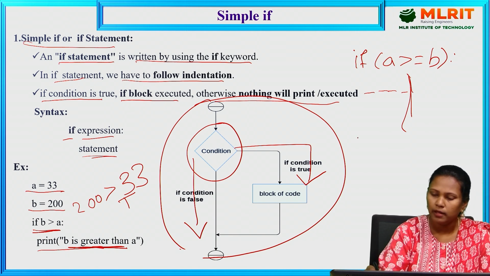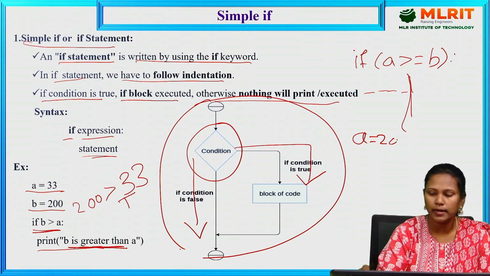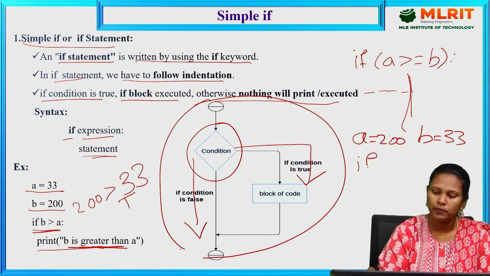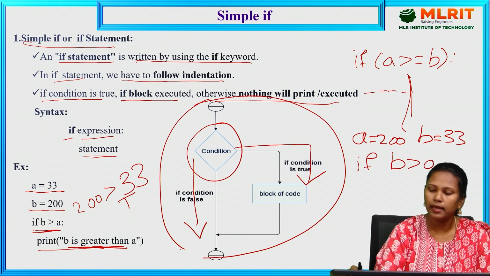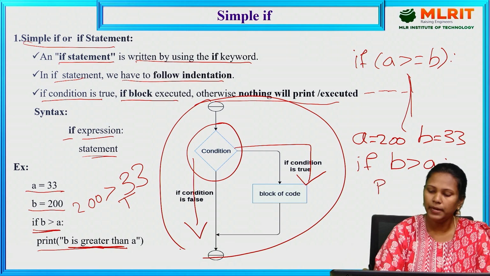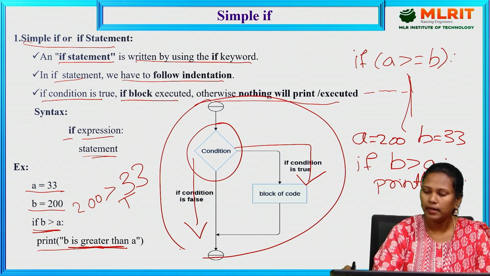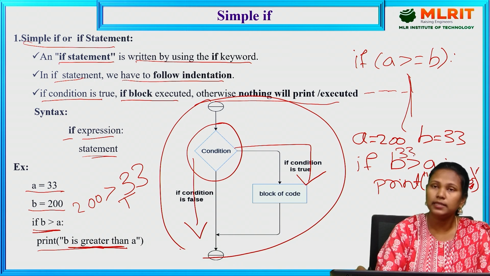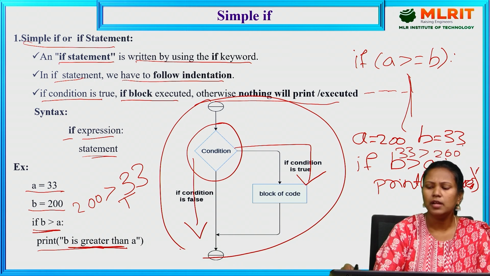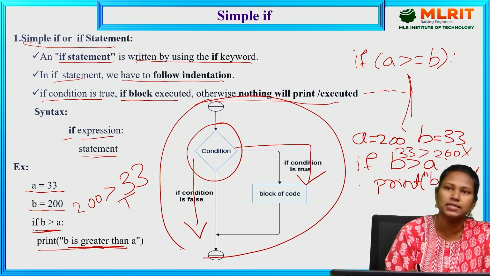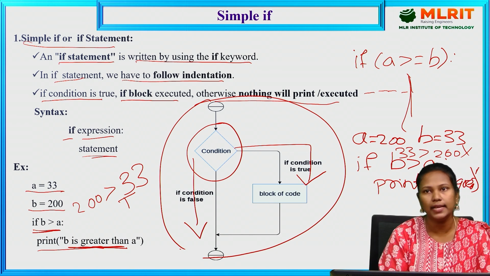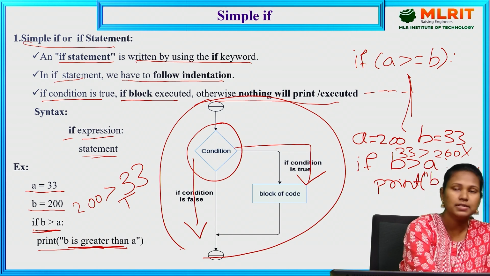So, B is greater than A. For example, A is equal to 200 and B is equal to 33. I am checking B greater than A, print B is greater. Here we are comparing 33 greater than 200. The condition failed, so it does not print anything on the screen. So it checks the condition, and based on that, it takes the decision. This is the simple if statement.